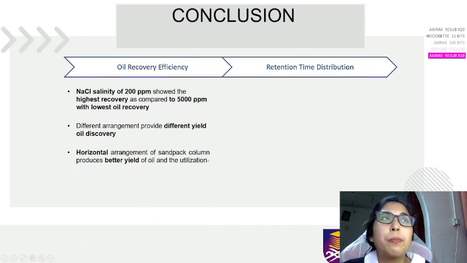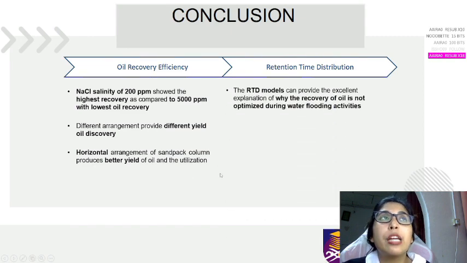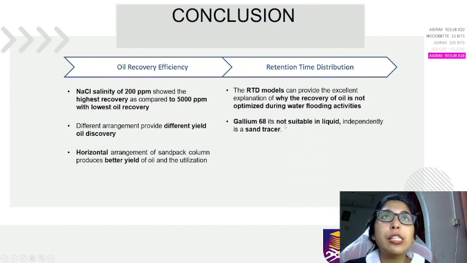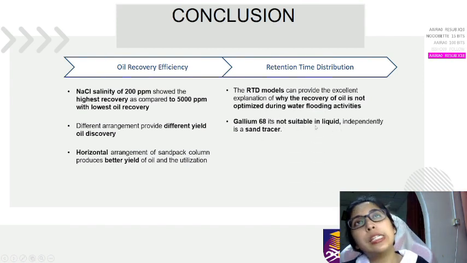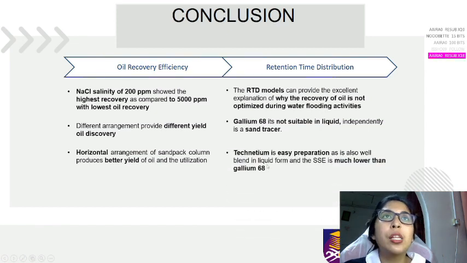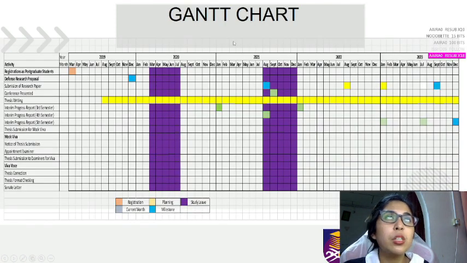The horizontal arrangement of the SANDPACK column produces a better oil yield, because there is no gravitational force. The RTD model can provide an excellent explanation of why the oil recovery is not optimized during water flooding activities. For the gallium 68, it is not suitable in liquid, and is independently a sand tracer. The technetium technique is easy to prepare as it is also in liquid form, and its cost is much lower than gallium 68.